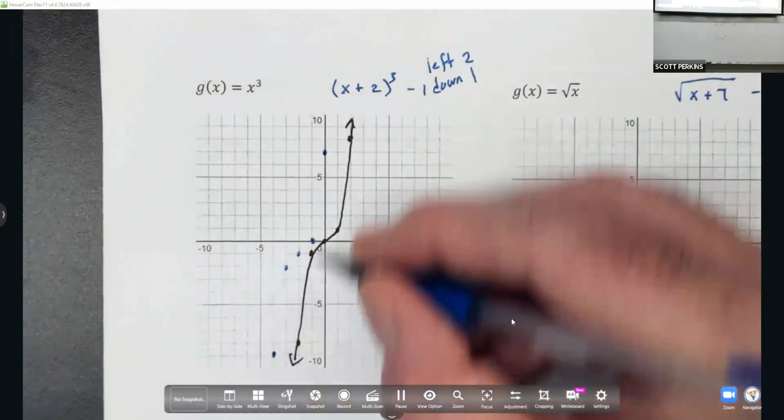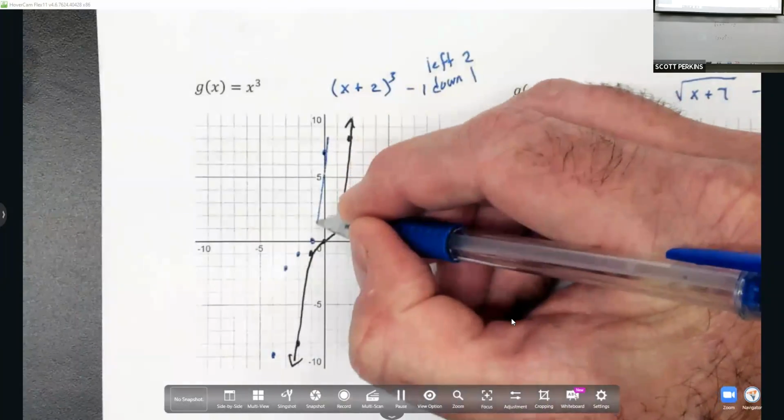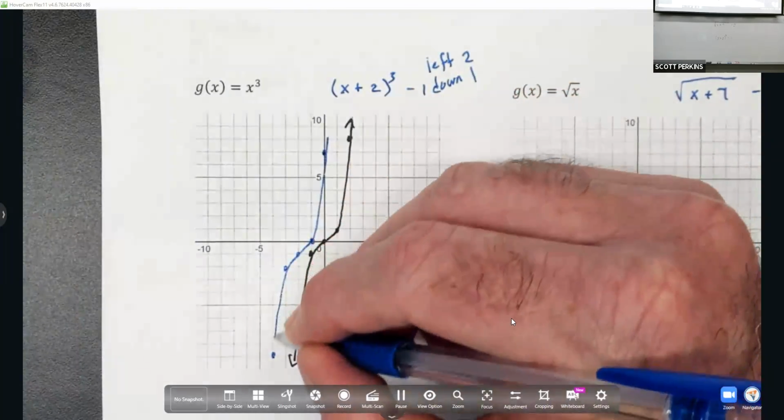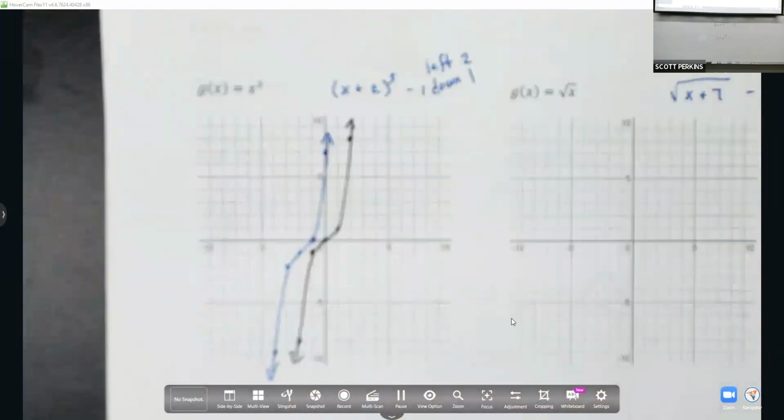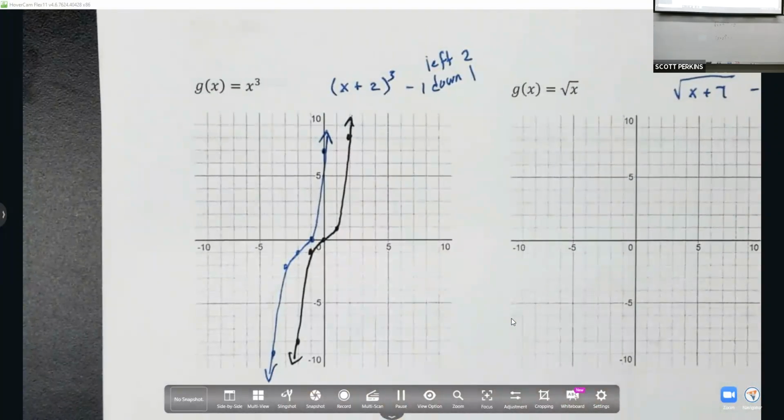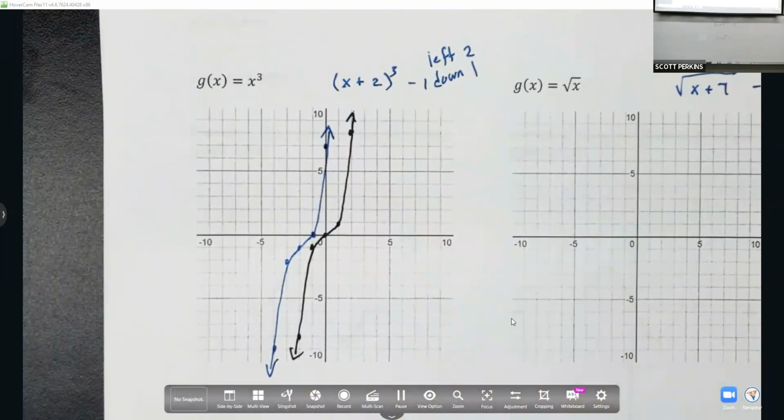Just as a reminder, when you translate a graph, it does not change the shape of that graph. It just changes its position. So you can see I've got the exact same graph there. It's just been shifted left 2, down 1.